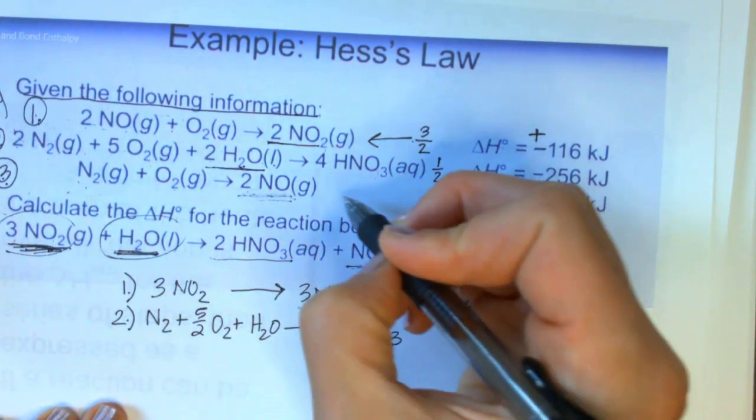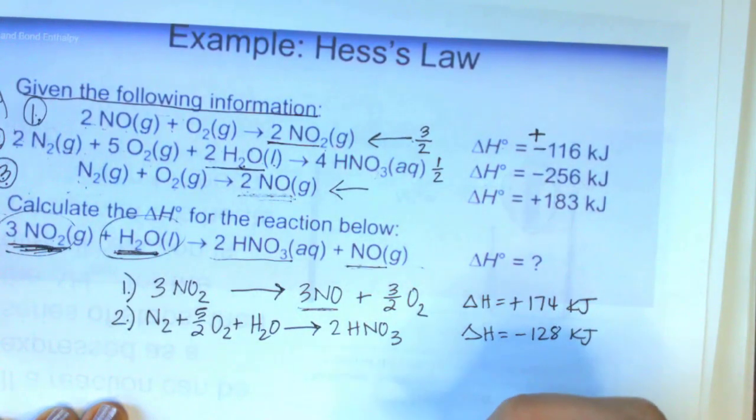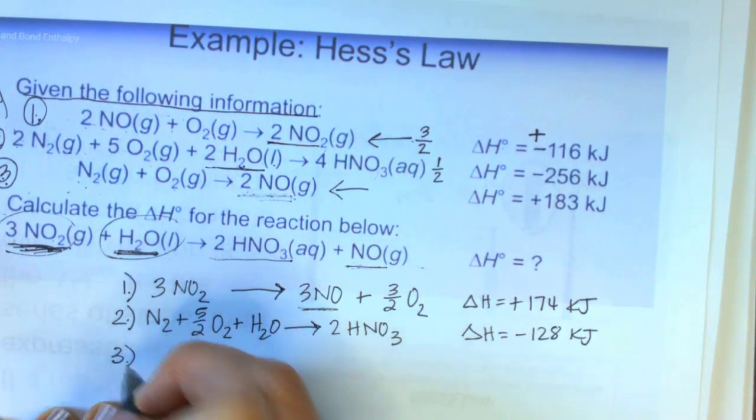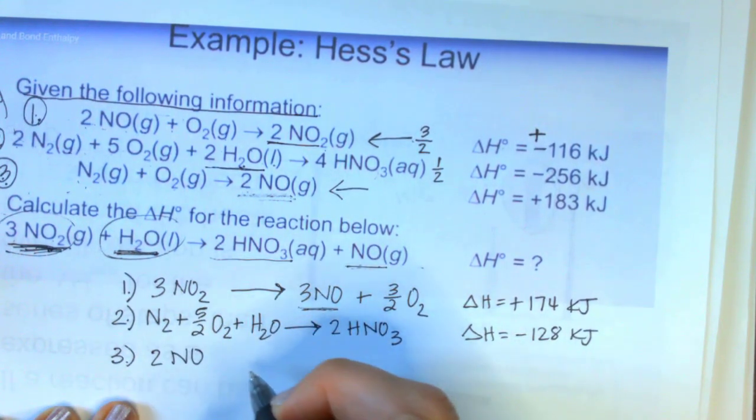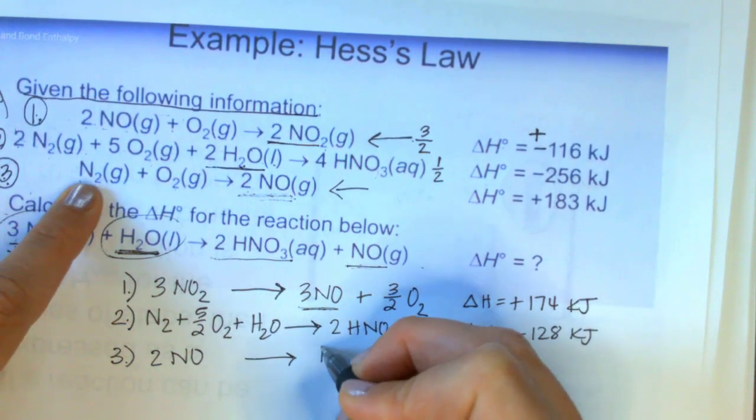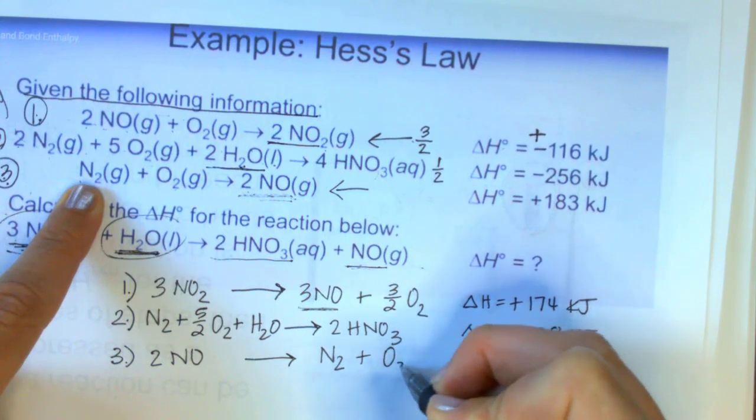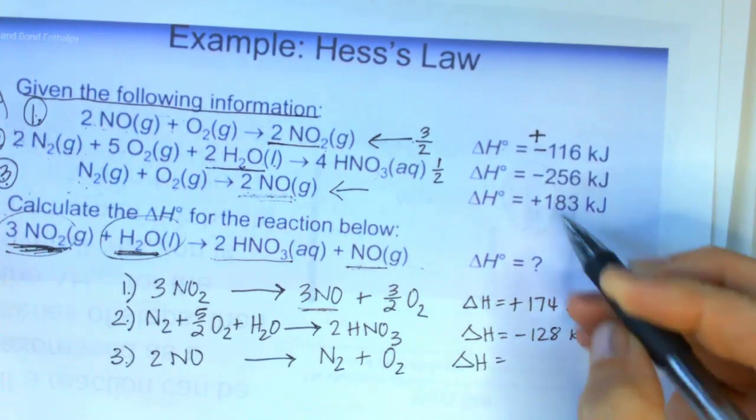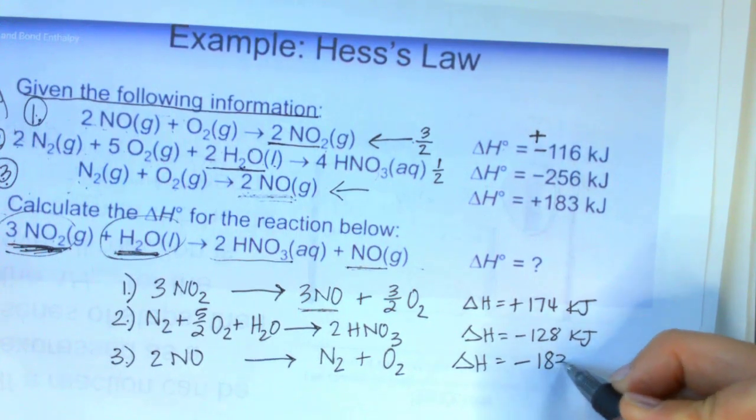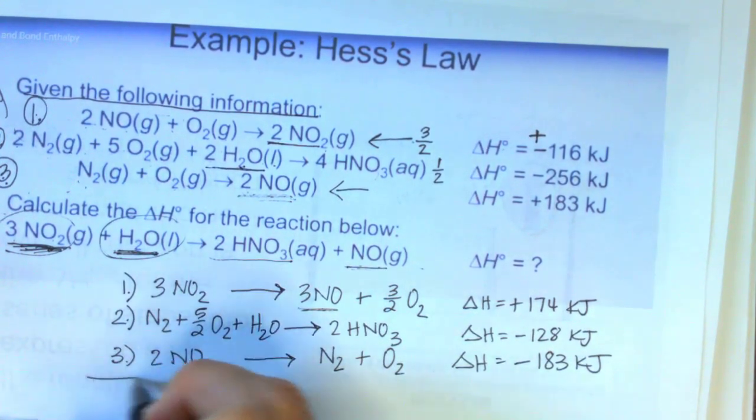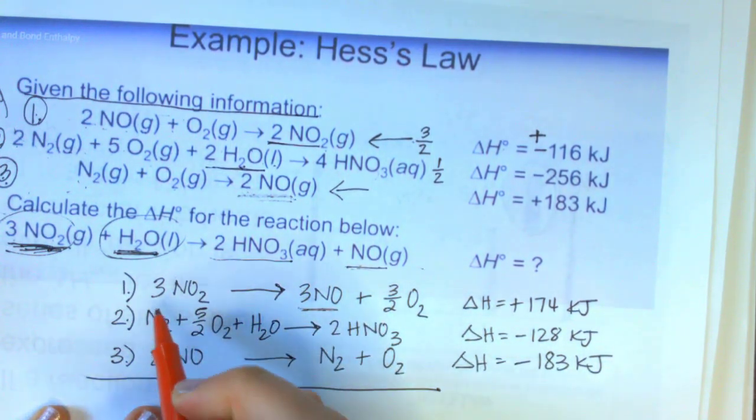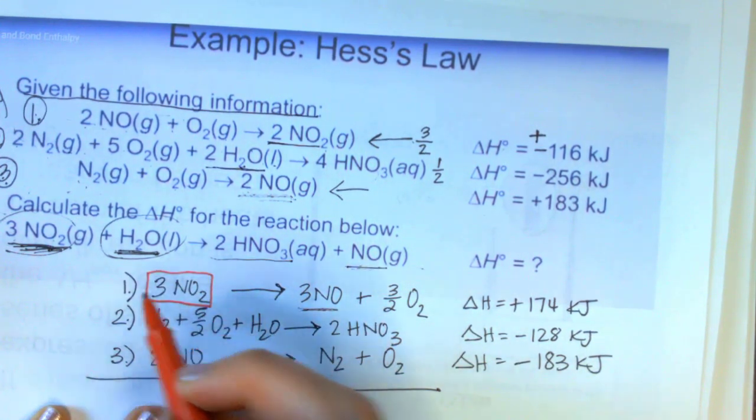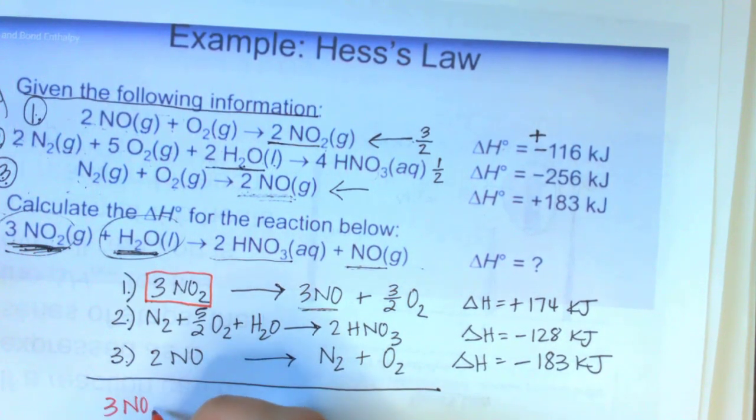So let's look at number 3. Let's just flip number 3. So I would have 2 NOs, N2 plus O2. So my delta H is flipped, negative 183. Now let's look to see what we have. I have 3 NO2s, which is great.